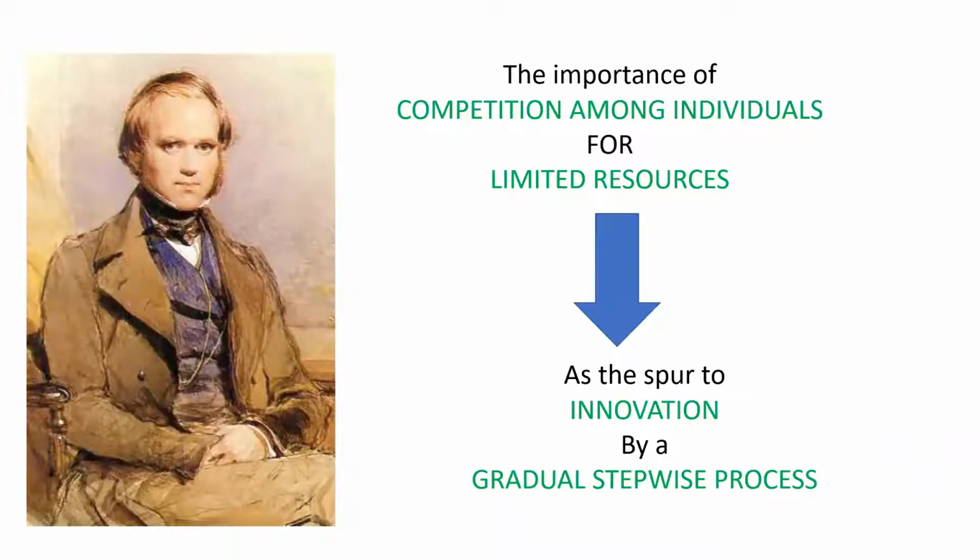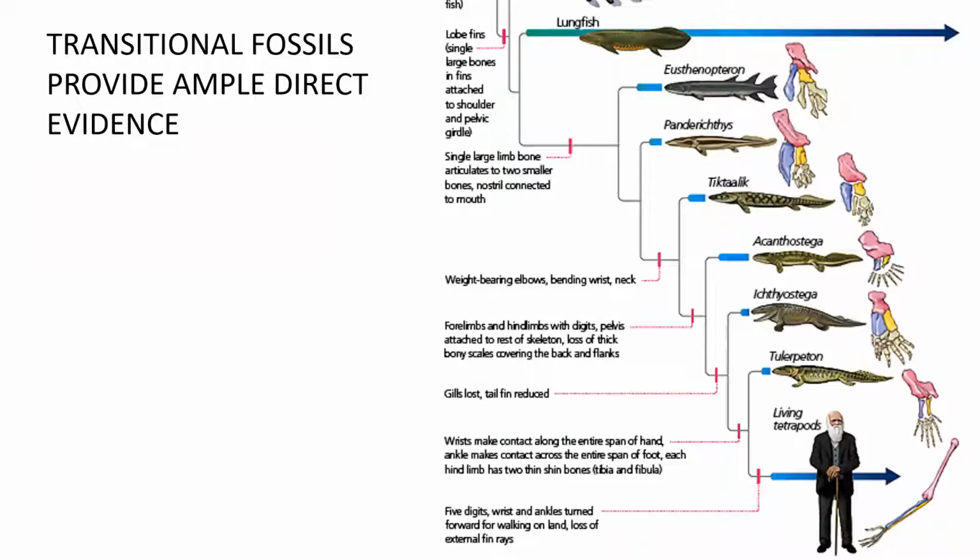So we can summarize to this point the importance of competition among individuals competing for limited resources as the spur of evolutionary innovation by a gradual stepwise process. Well, we've done a lot of science since 1859. His ideas of common ancestry and gradual change have certainly been supported for the most part.